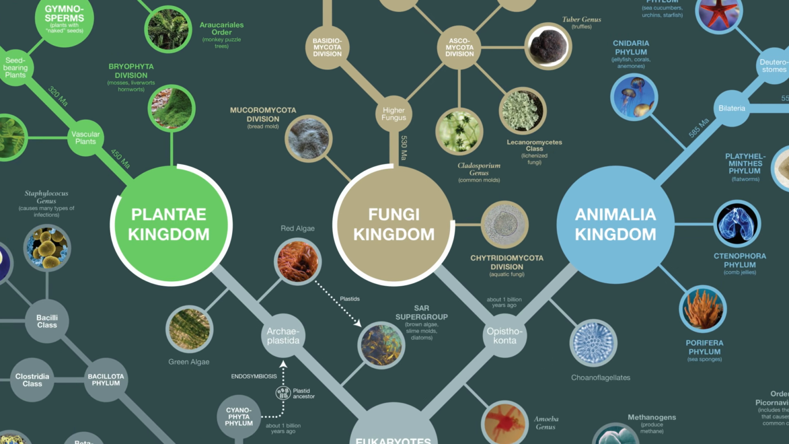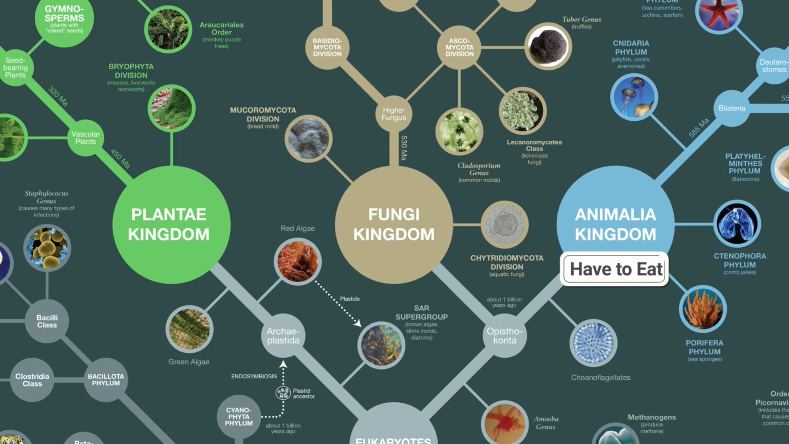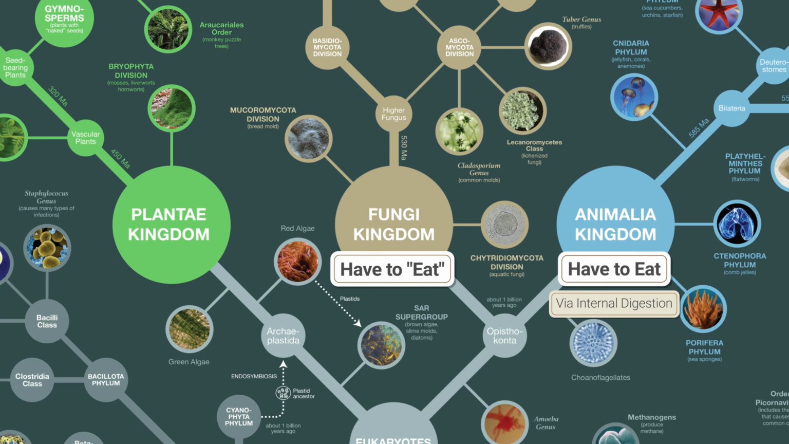Now, the main difference between the 3 kingdoms boils down to how each one obtains its food. Animals, including us humans, have to eat our food, meaning that we have to literally take other life forms, put them in our bodies, and then let our internal digestive systems do some processing. Similarly, fungi also need to obtain their food from other sources. But a fungus doesn't need to ingest its food because it has the ability to absorb it externally.